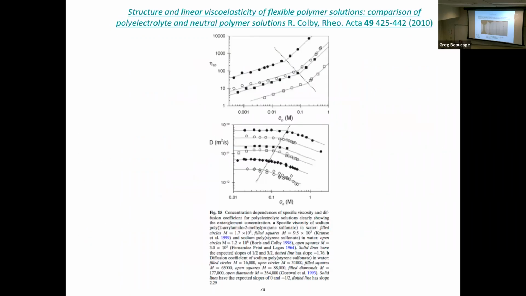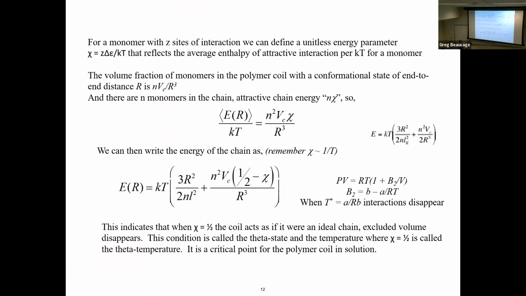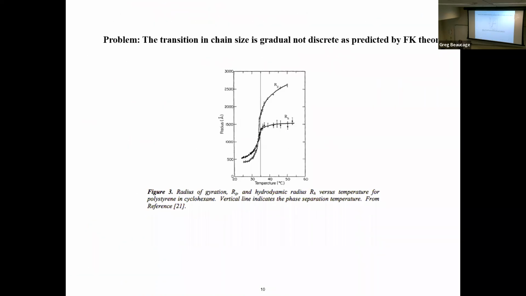You can see that in that RG plot. So you can see it gets to the theta state and then it collapses. So you have this other state, the collapsed coil state. You have the theta state, and then you have this gradual Flory-Krigbaum kind of expansion to the expanded coil state. This is also kind of a gradual thing going on down to this.